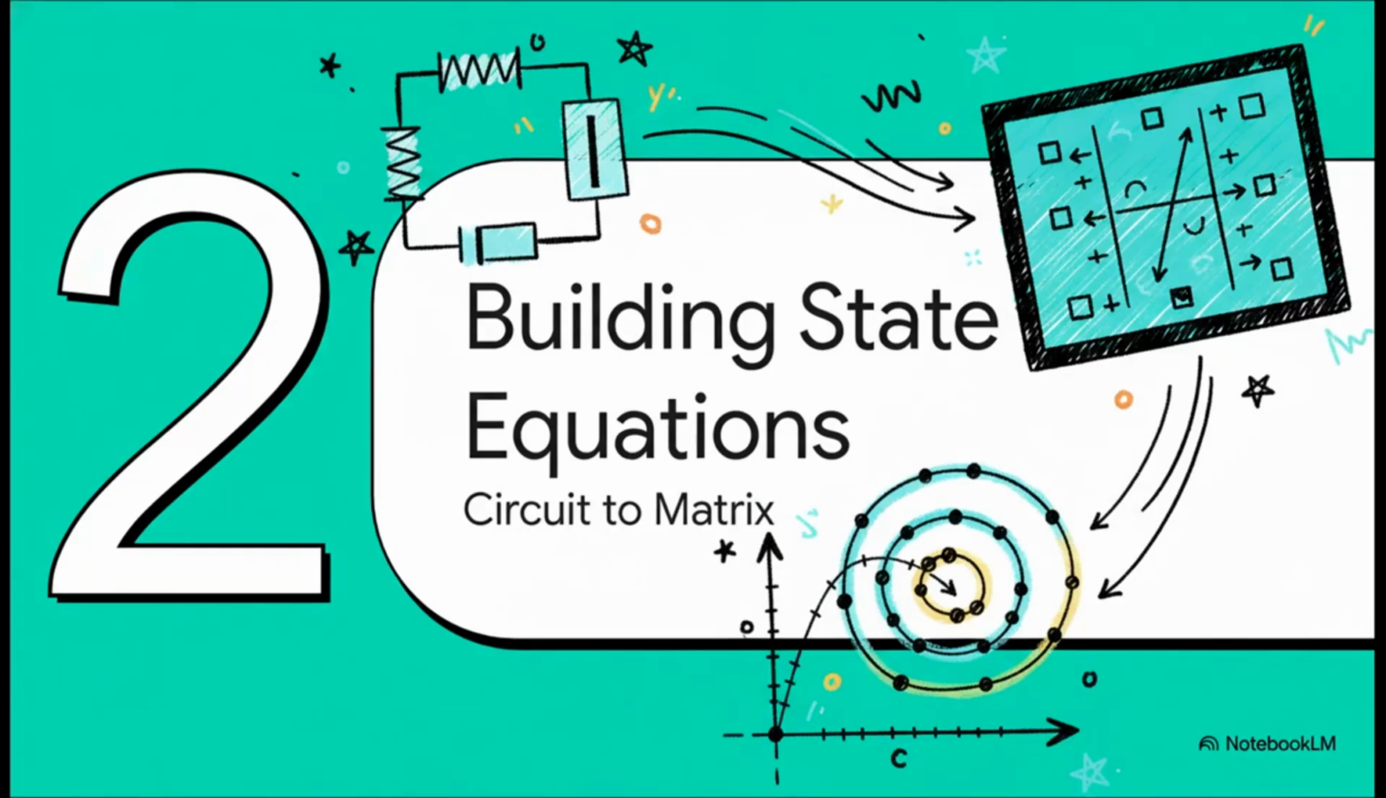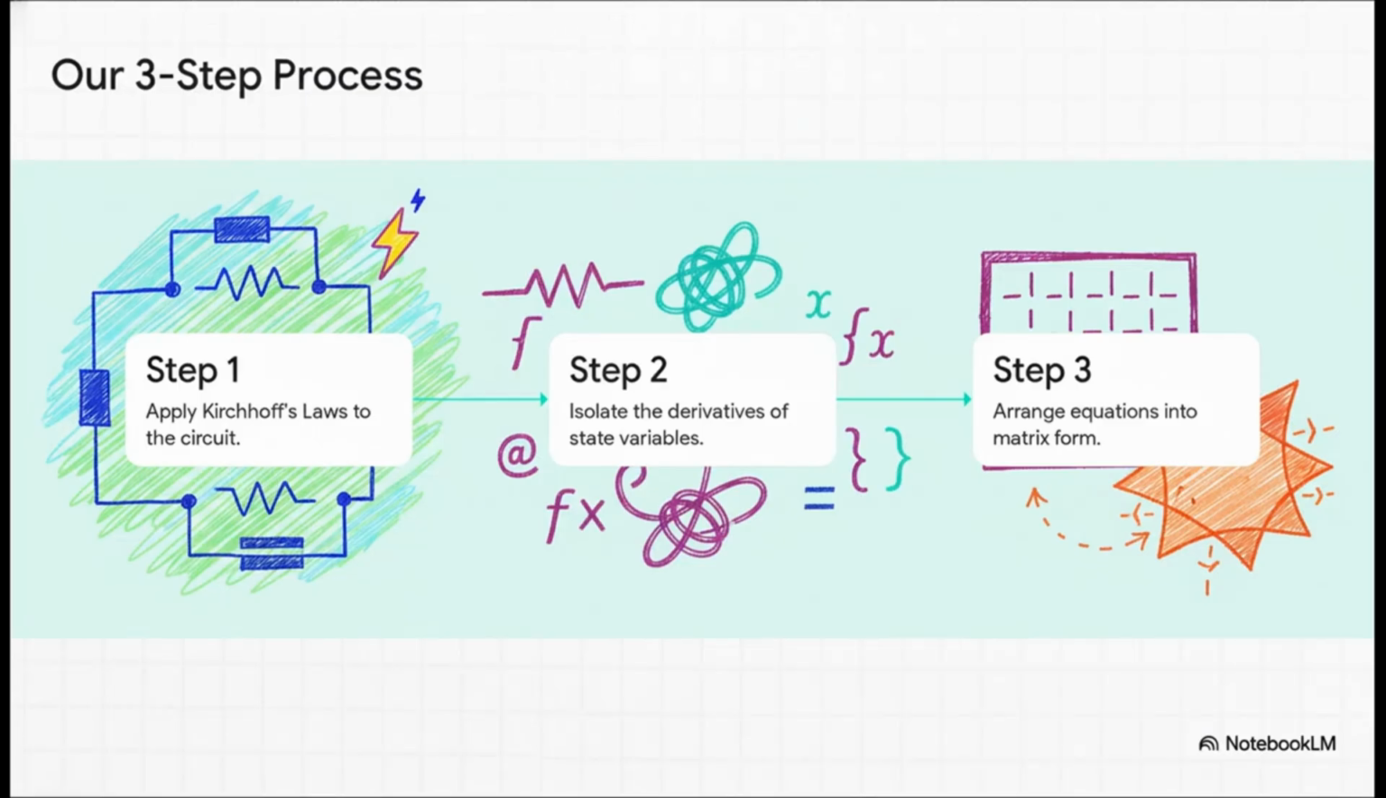Let's make this real. We're going to take a simple RLC circuit, a resistor, an inductor, and a capacitor, and we're going to translate its physical reality into a mathematical one. And we're going to do this in just 3 simple steps. First, we'll go back to the fundamental laws of circuits. Then, we'll do a little bit of algebra to focus on the things that are changing. And finally, we'll put it all together into this really neat and tidy matrix equation.